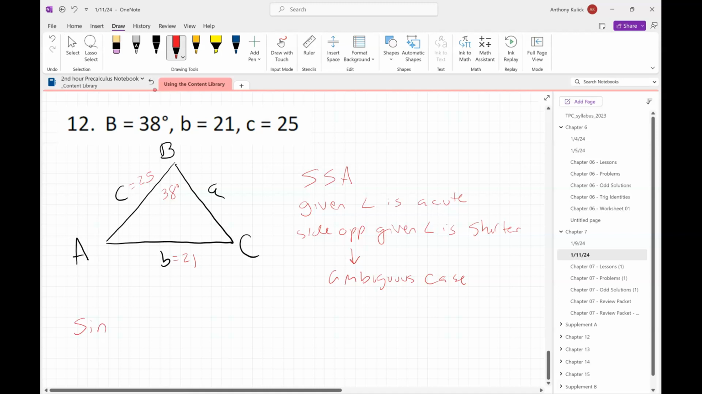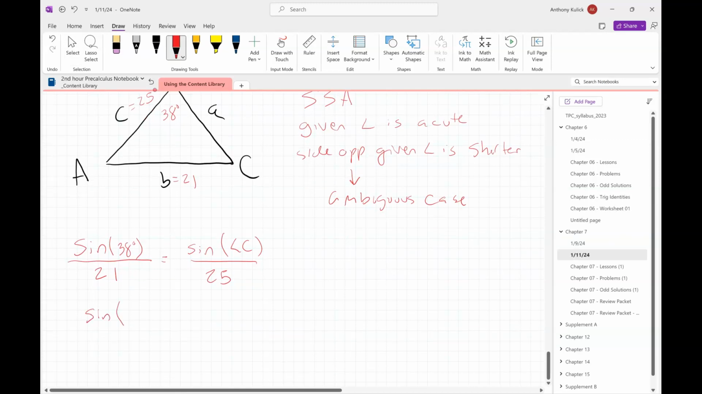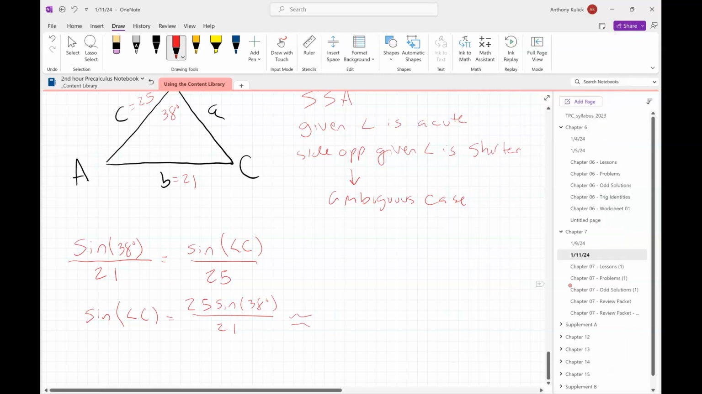From there, we set up our law of sines. The only law of sines setup we can do is sine B over b equals sine C over c, because I know nothing about angle A or side a. It's the only law of sines I can possibly set up. So I cross multiply and divide, and I'm going to go to my calculator and compute what sine of angle C is. What I get is 0.73-ish. That's less than 1, which tells me 2 triangles.